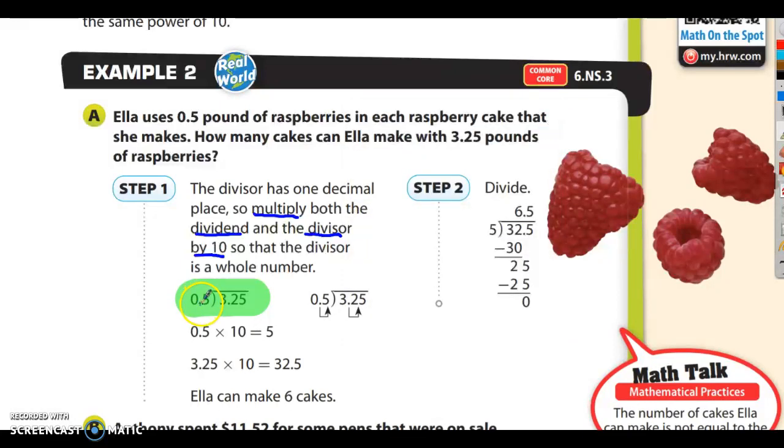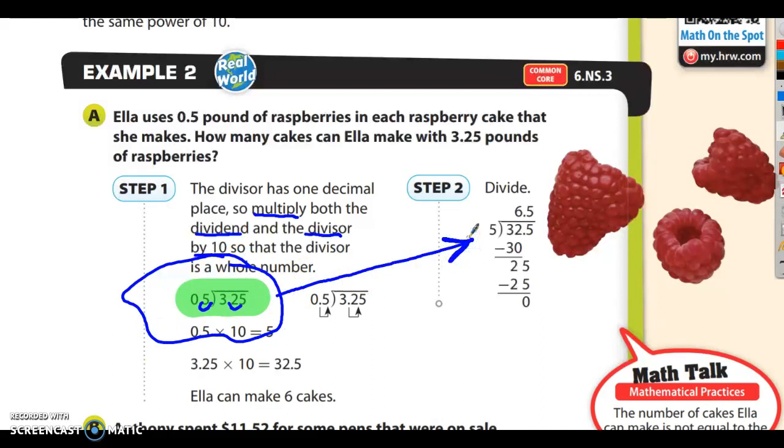So if you multiply this by 10, it's the same thing as moving the decimal one place to the right. And if you do that to the divisor, you have to do that to the dividend. So this problem right here actually becomes this. And the point of that is that we already know how to do this problem right here. We learned it on the previous page. You divide, pretending it's a whole number, and then move your decimal straight up.